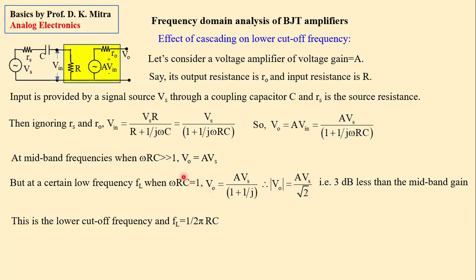So this condition, omega RC is equal to 1, is the condition of lower cutoff frequency. Omega is 2 pi f, so lower cutoff frequency fL is 1 upon 2 pi RC. Fine. So this is how, in a very simple way, I have shown you by a simple calculation how this capacitor decides the lower cutoff frequency, which is the minus 3 dB frequency.